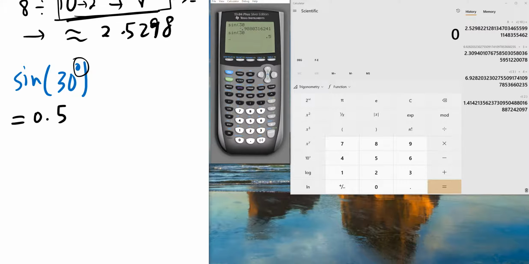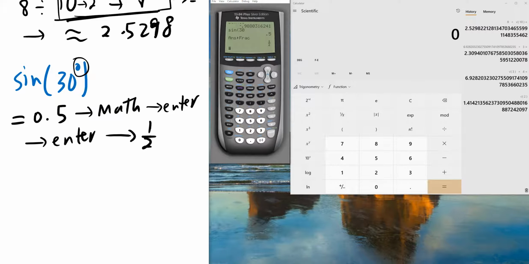If you want to see this fraction-wise, you can click on math right below alpha, and the first option says frac. That means fraction. So you hit the enter key. The calculator will take the answer you got and convert it into a fraction. Hit the enter key and then enter again. So that will give us 1/2.